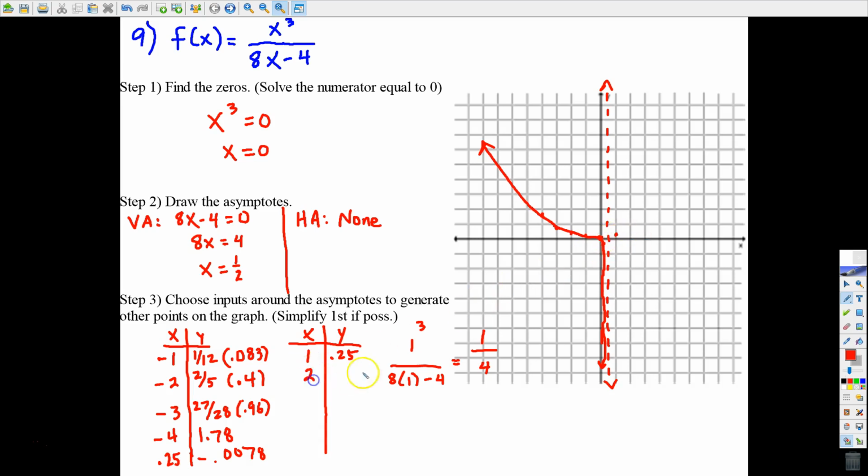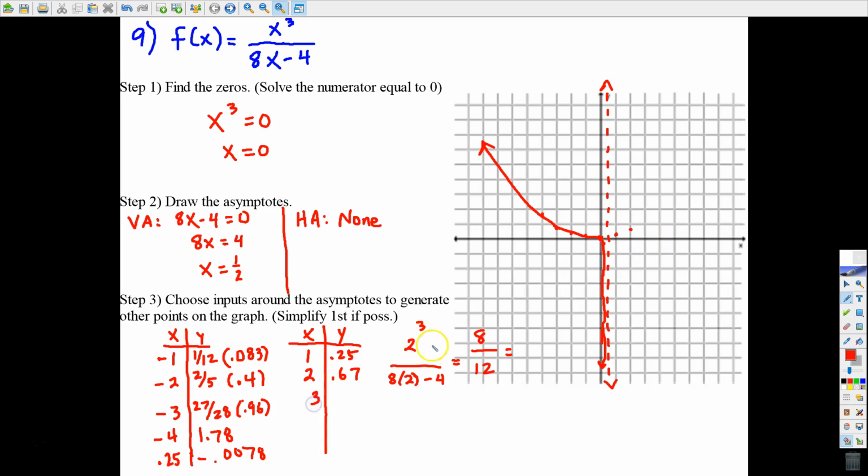X is 2. So now let's replace x with 2. And we get 8 in the numerator. And we get 16 minus 4, which is 12 in the denominator. And of course that's 2/3. If you want the decimal form, that's 0.67. Alright, so just a little higher. Here's x is 2, and 2/3 is right there. Okay, let's keep going. Let's do one more.